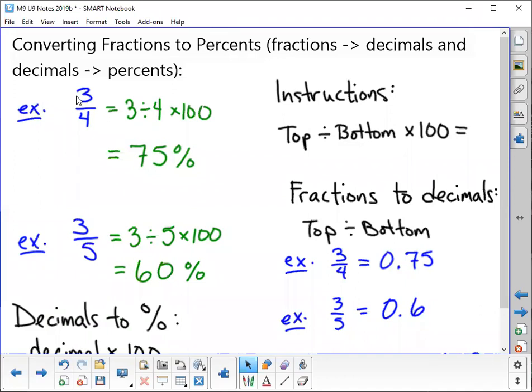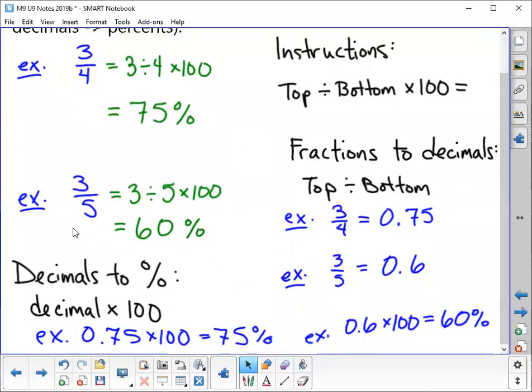Okay, so 3/4, we just divide the top by the bottom. Then you get 0.75. And we times by 100, a cent, right, percent, to get 75%. So if you got 3 questions out of 4 right on a math test, you got 75% on that math test. So the simplest way is top divided by bottom times 100. That's it. So 3/5 is 3 divided by 5 times 100, which is 60%. 3 divided by 5 is 0.6 times 100, 60.